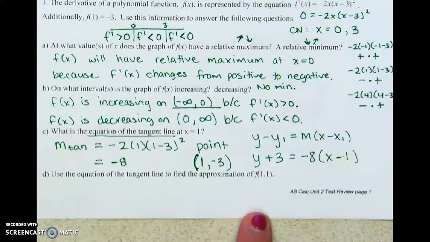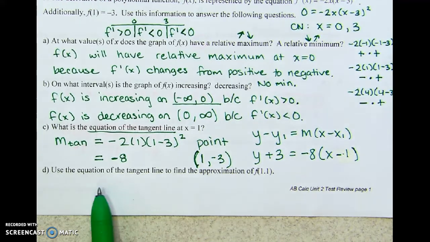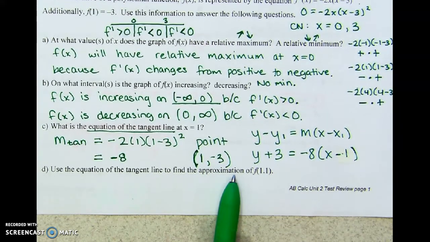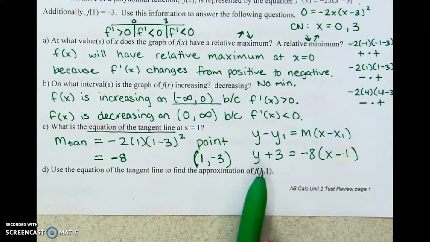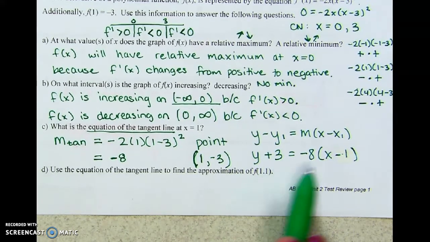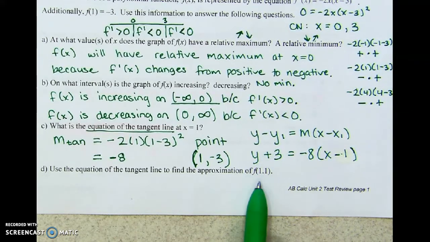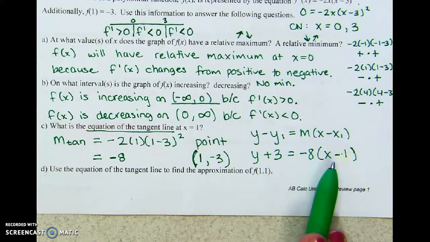Okay, last question. Use the equation of the tangent line to find an approximation of f of 1.1. You should be able to do this without a calculator by plugging it in here. I don't like to solve for y if I'm going to plug in this decimal because it's much easier to plug it into point slope form. So go ahead, you try that.